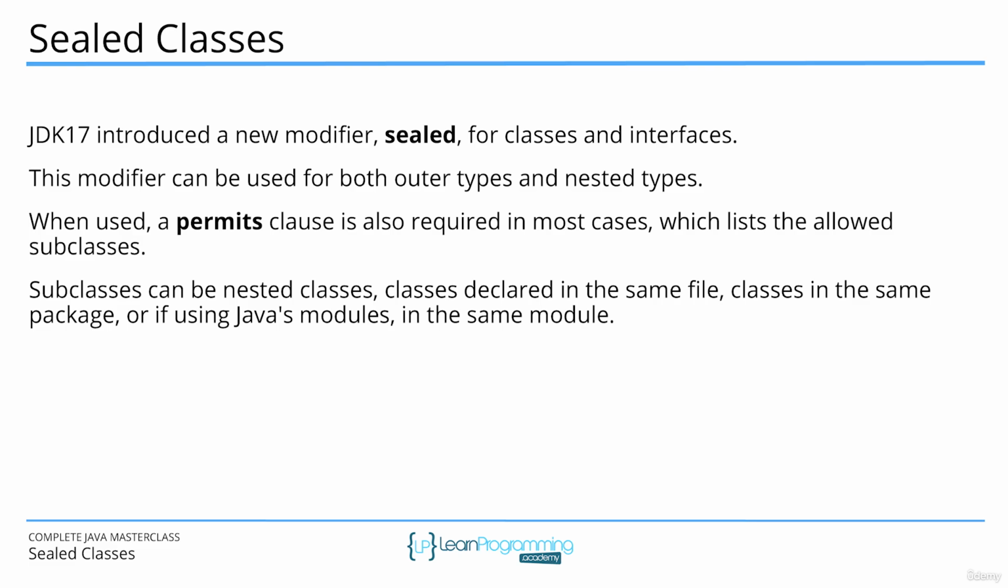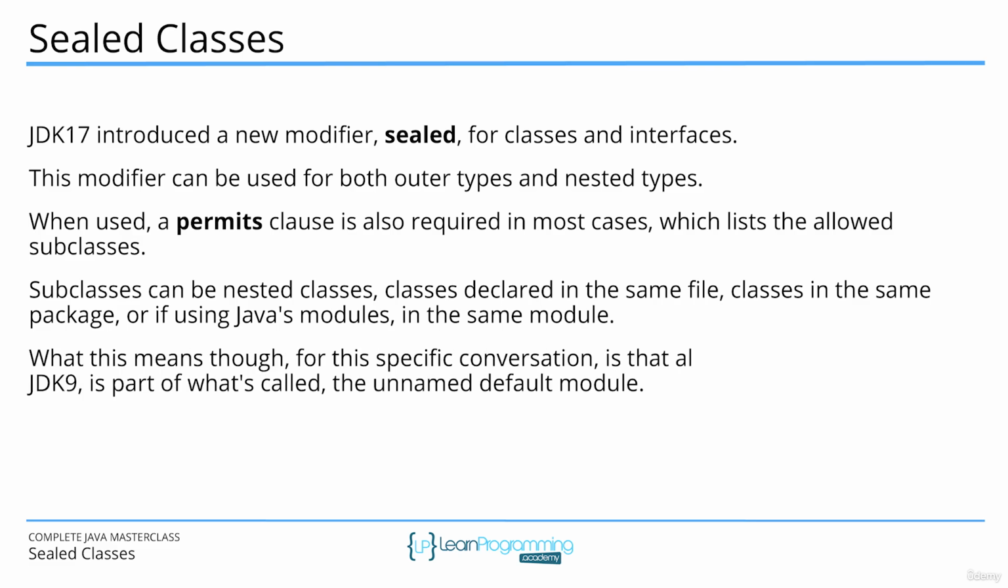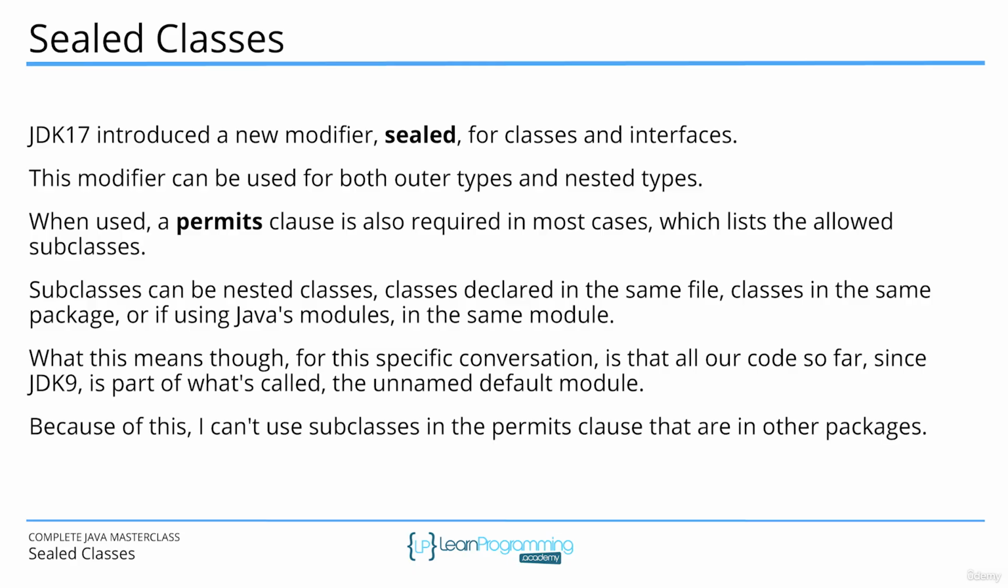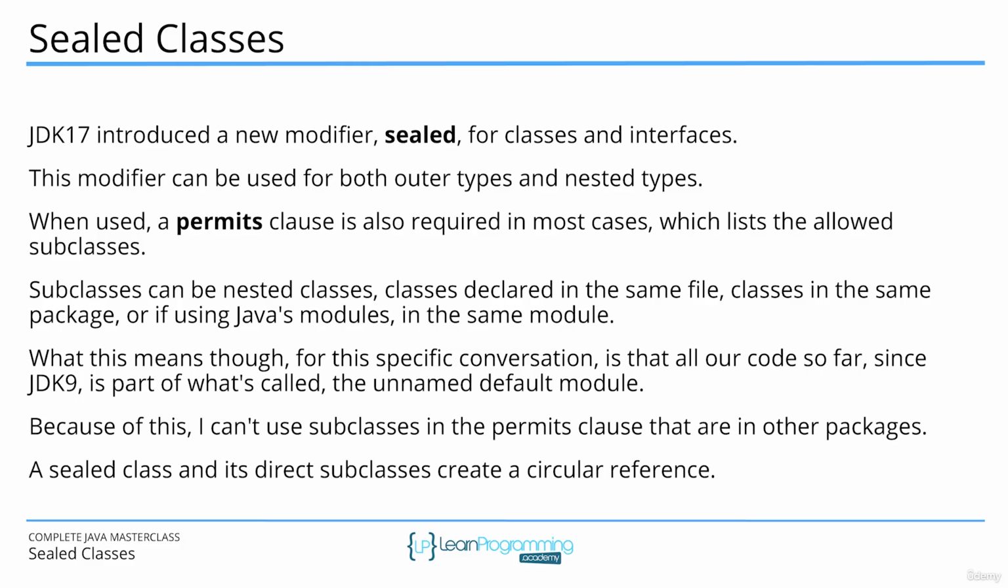I'll be covering Java's modules later in the course. What this means though for this specific conversation is that all our code so far since JDK 9 is part of what's called the unnamed default module. Because of this, I can't use subclasses in the permits clause that are in other packages. A sealed class and its direct subclasses create a circular reference. I'll be explaining what that means shortly.